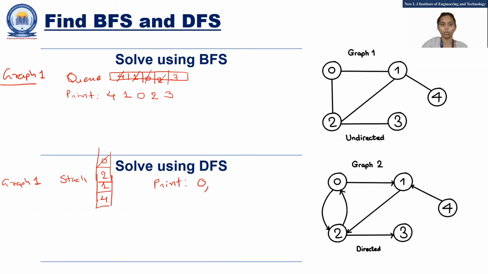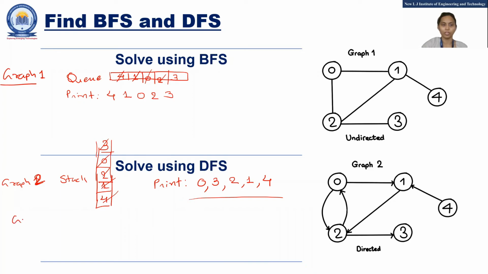Then after 0, back to 2. Does 2 have any further connection or not? Yes, 3. So 3 needs to be pushed. Now check whether 3 has any further connection. No, 3 doesn't have any further connection and this is also a dead end. So 3 is popped out. In the same way, now 2 is popped out, 1 is popped out and 4 is popped out. And this is for graph 2.